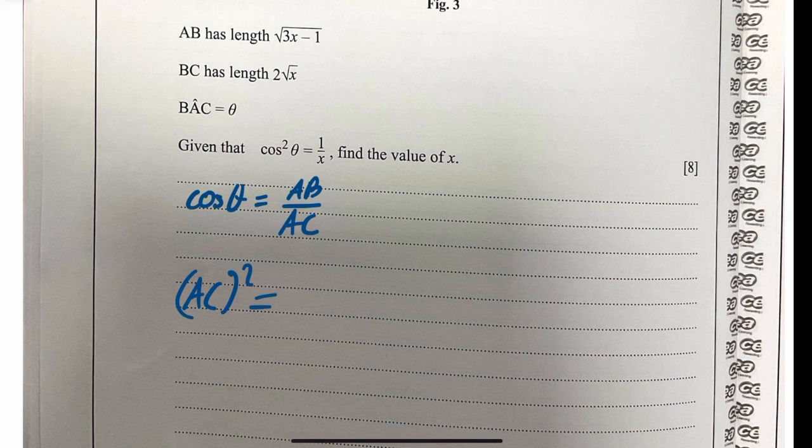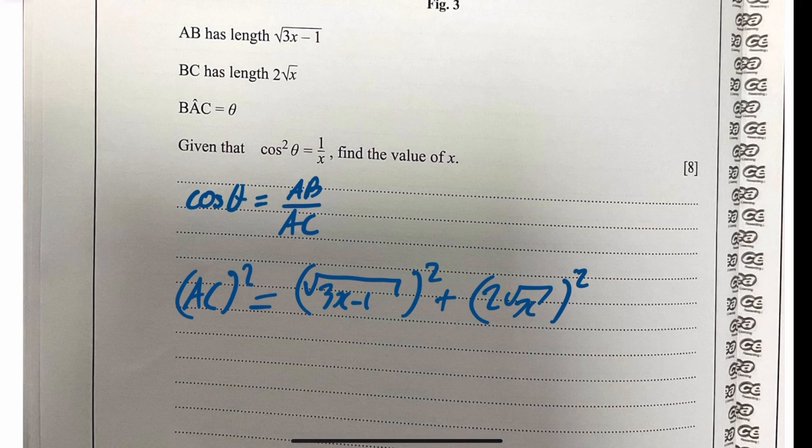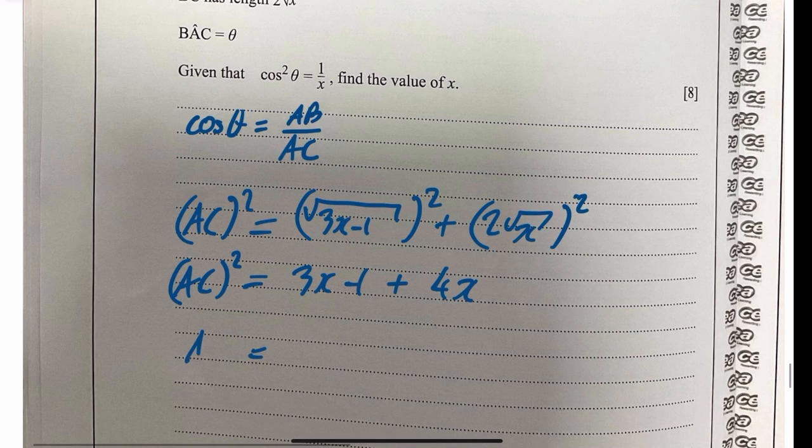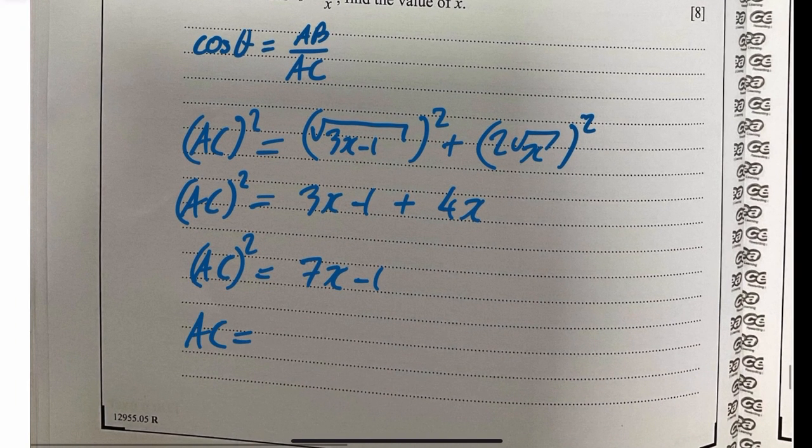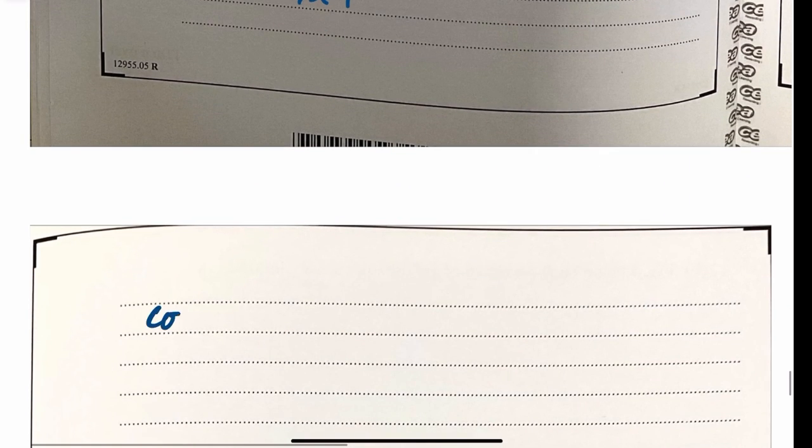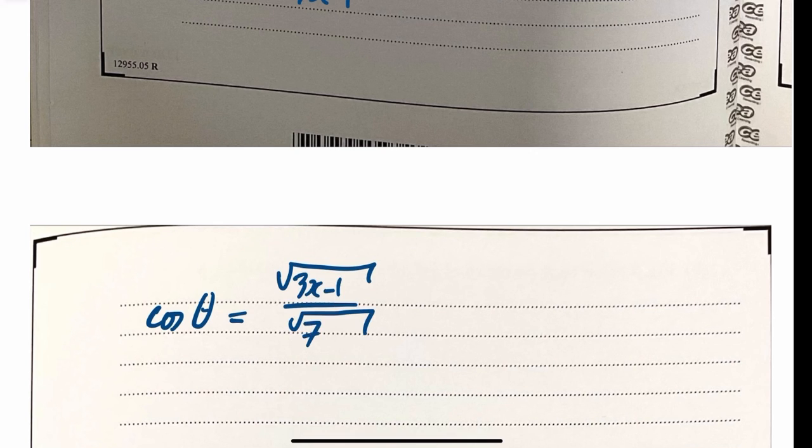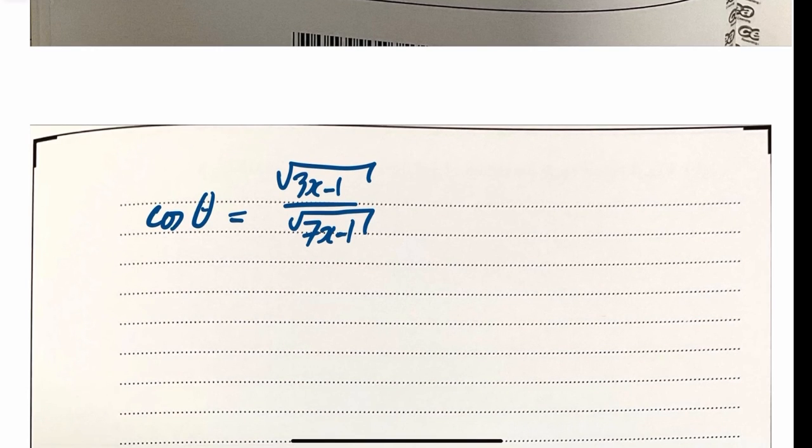So your AC squared then by Pythagoras is equal to the square root of 3x minus 1 squared plus 2 root x squared, because AC is the hypotenuse, so AC squared is going to work out to be 3x minus 1, and then square this bit, it's going to be 4x. So tidy it up, you're going to get your AC squared is equal to 7x minus 1, which means AC is actually equal to the square root of 7x minus 1, which tells me then cos of theta, remember it was equal to your AB over your AC, so it's going to be root of 3x minus 1 over root of 7x minus 1.